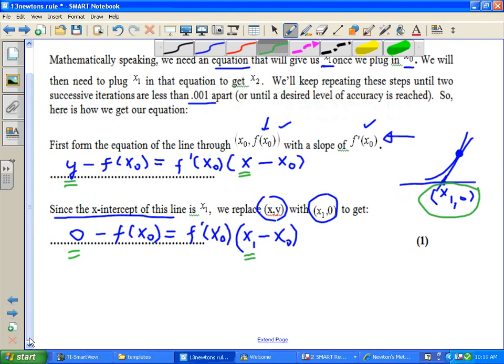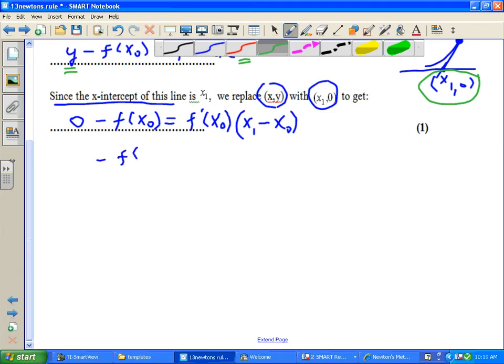Okay, to solve for x sub 1, let me first divide both sides by f prime of x sub 0. I want to get rid of that factor there. So here you already have negative f of x sub 0, right? I'm dividing both sides by f prime of x sub 0. So what does that leave me with on the right-hand side? The first expression there is gone. So what is left then?